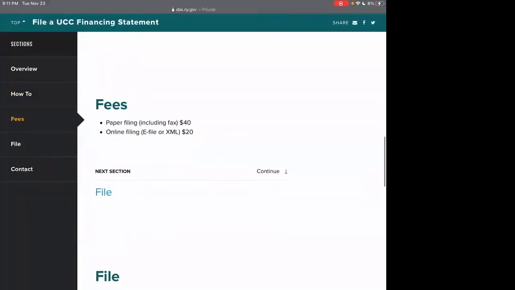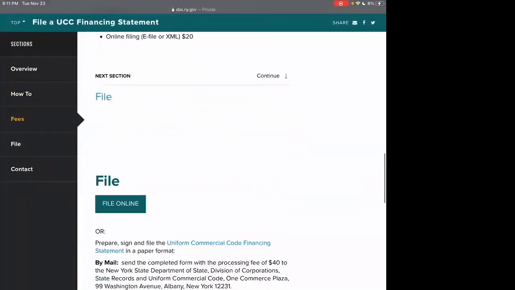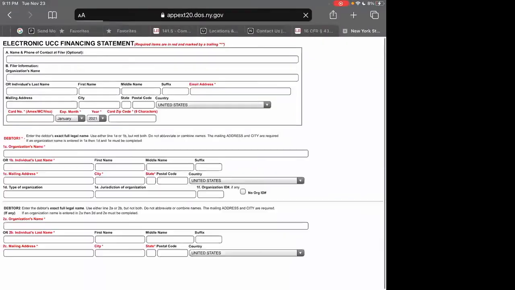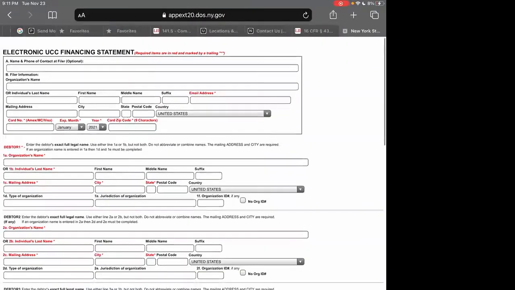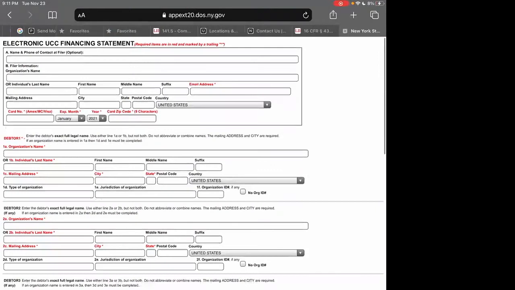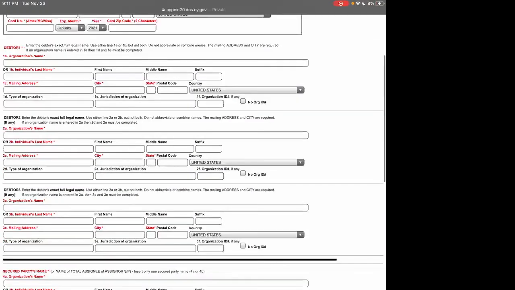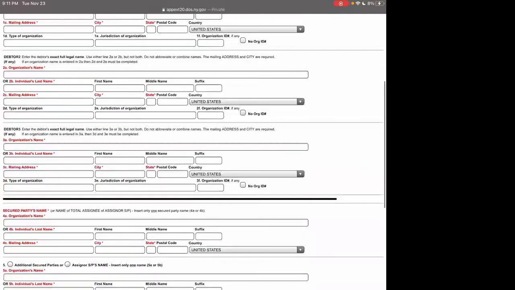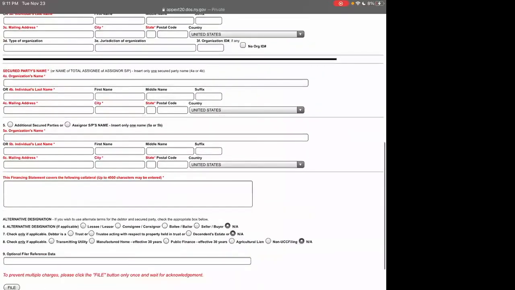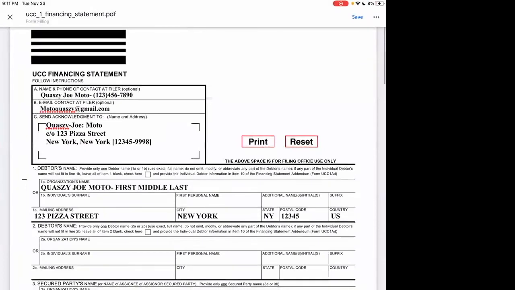Paper filing, oh no, okay. So here's the online filing. All right, electronic UCC financing statement. You can pretty much do the exact same things that are on here. All right, and it's going to come out looking exactly like this.